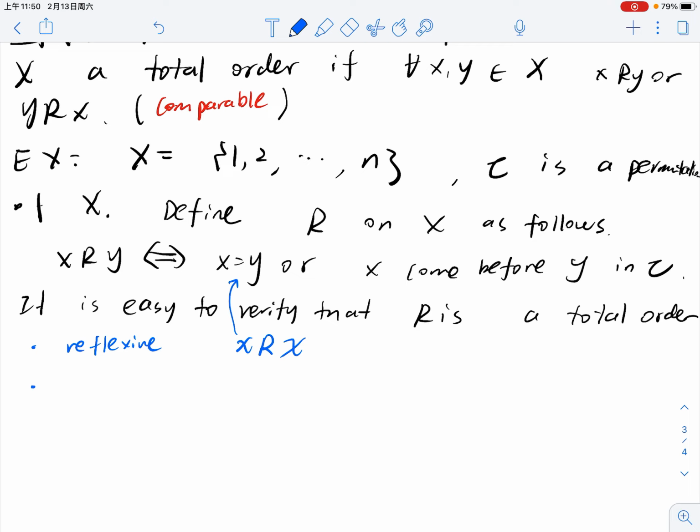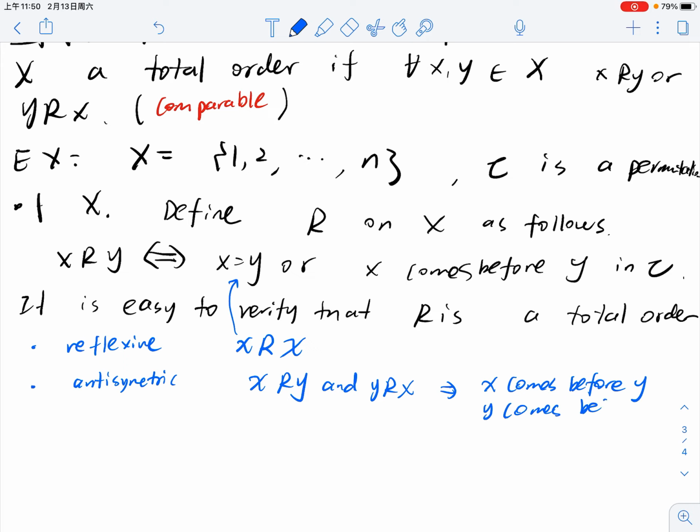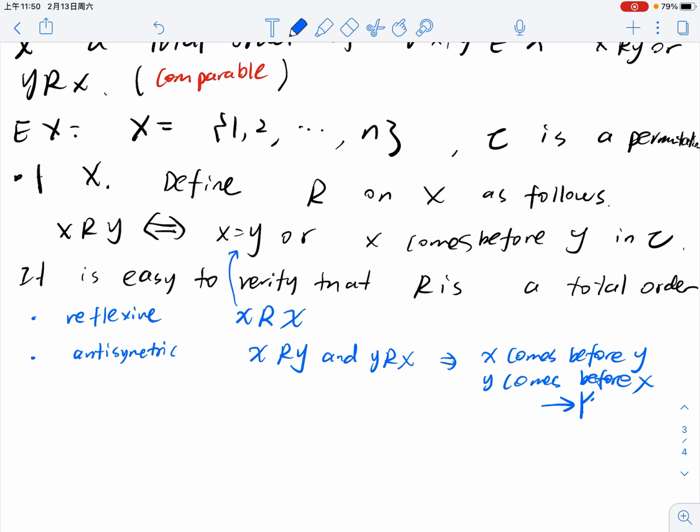Okay, and then let's look at antisymmetric. Suppose you have X R Y and Y R X. Then if X equals Y, we are done. Otherwise, X comes before Y, and Y comes before X. You have a contradiction. This cannot be true. So X must be Y.